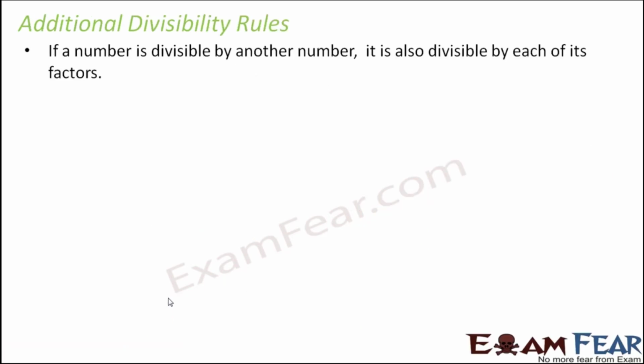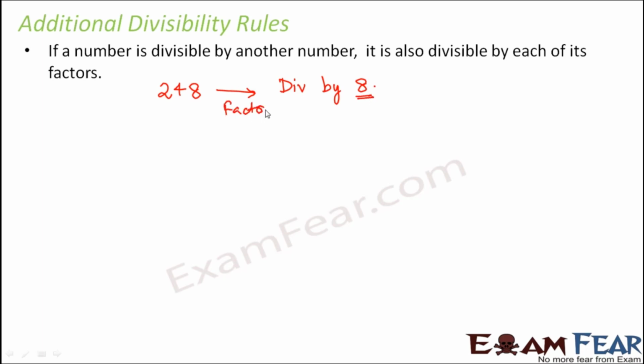So let us quickly look at some additional divisibility rules. If a number is divisible by another number, it is also divisible by each of its factors. Now let us understand each of these with examples. Let us say we consider a number 248. Now we say that 248 is divisible by 8. We have found it by actual division that it is divisible by 8. So as per this rule, this number will become divisible by all the factors of 8.